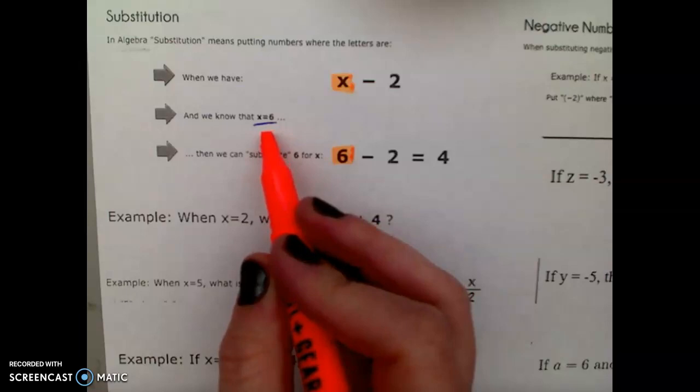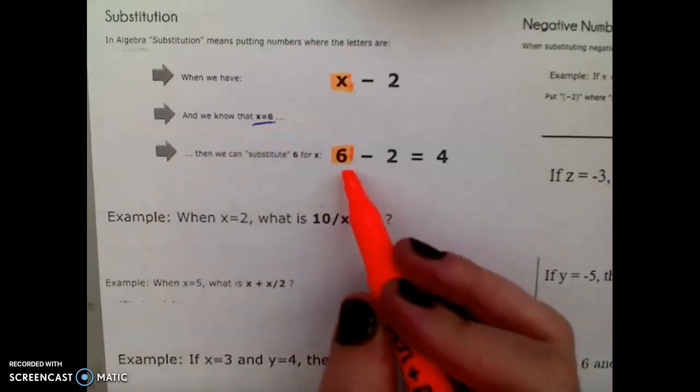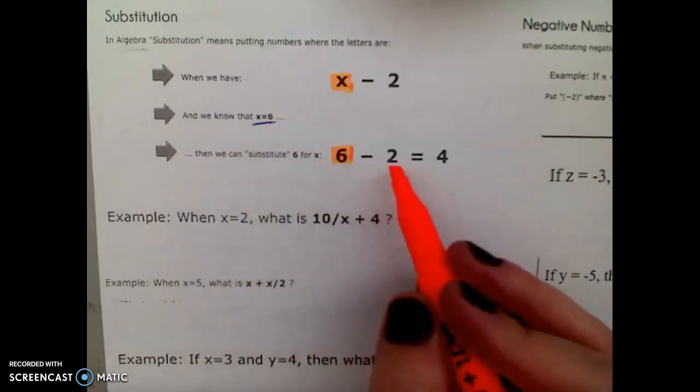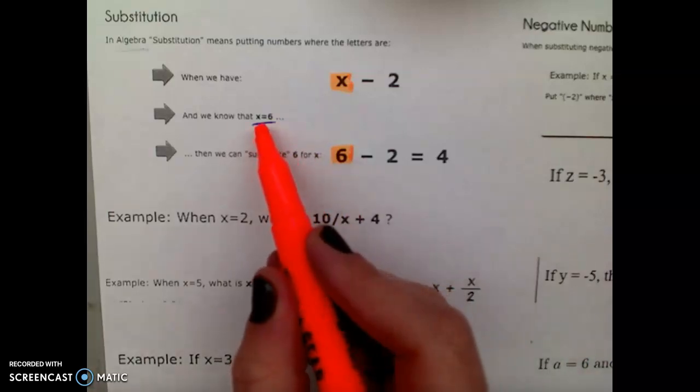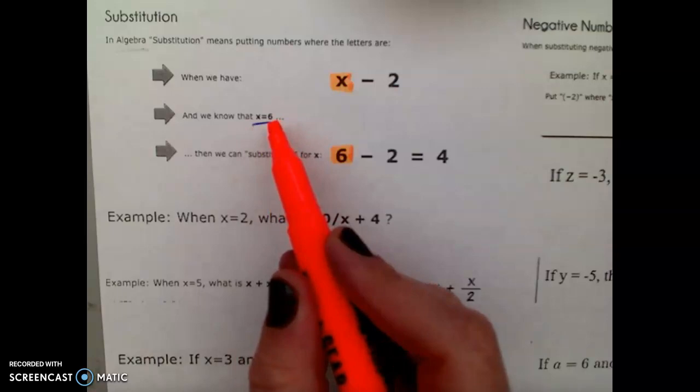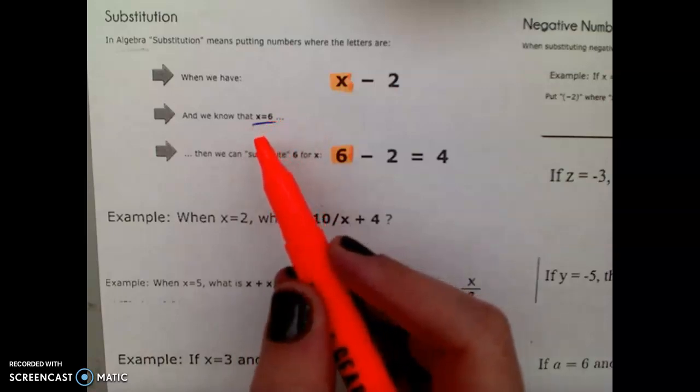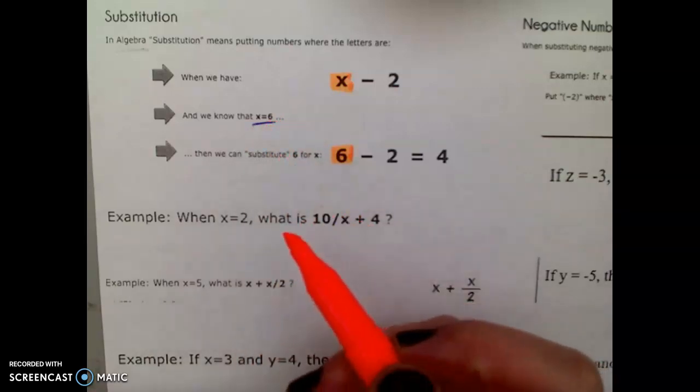Now, once you know that this is 6, then you can solve it. 6 minus 2 is 4. Voila! Substitution is very, very simple. You just need to find out what that variable, what the letter is, and then trade. Take the letter out and put the number in.